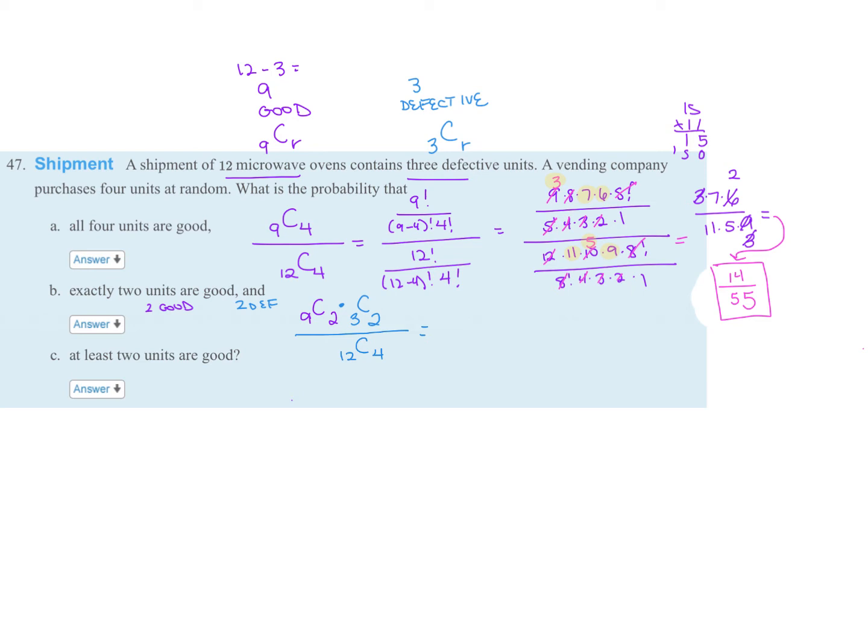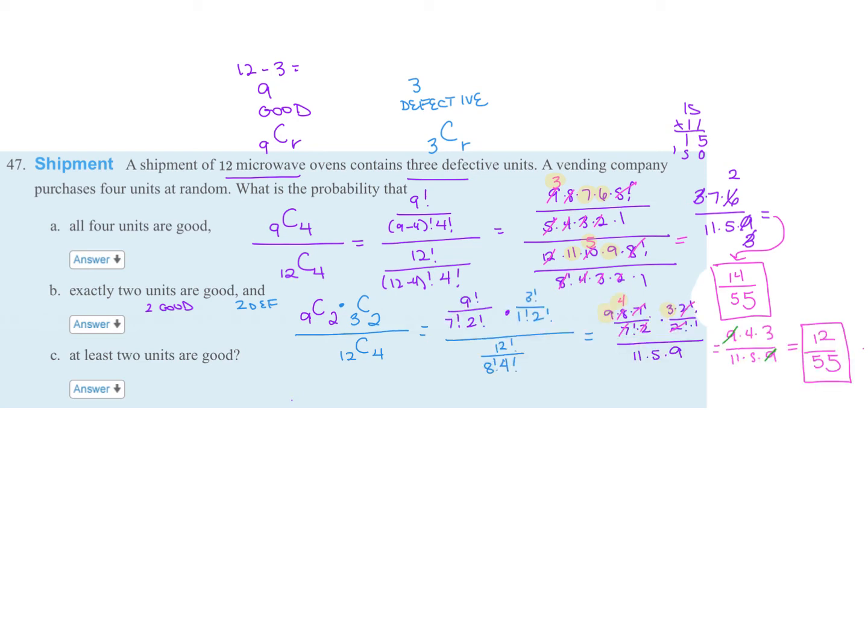I'm going to pause the video and do the math for this. So the probability is 12 out of 55. This is really nice if you can simplify. You really don't need a calculator, right? So 9 factorial over 7 factorial times 2 factorial, times 2 factorial over 1 factorial times 2 factorial, all over 12 factorial over 8 factorial times 4 factorial.